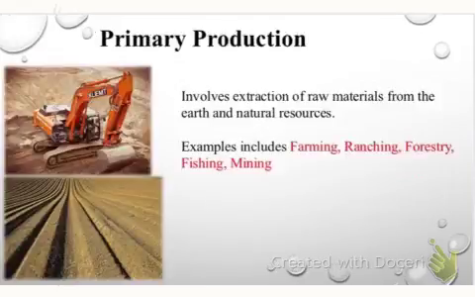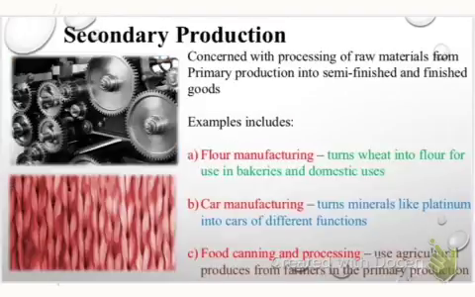Primary production. This involves extraction of raw materials from earth and natural resources. It is concerned with the provision of raw materials for use in secondary production, which is the second stage of production. Examples include farming, ranching, forestry, fishing, and mining.